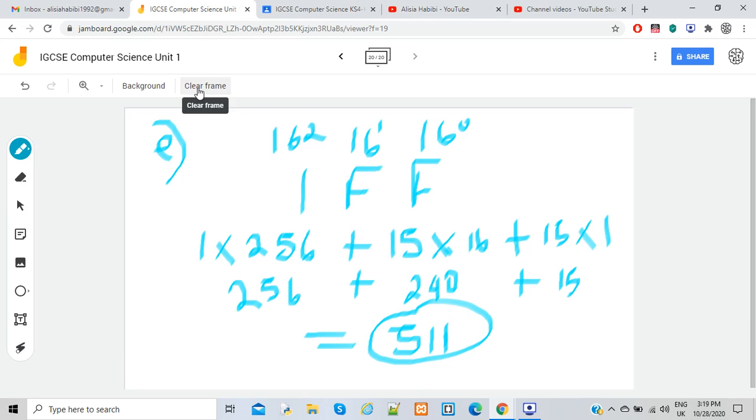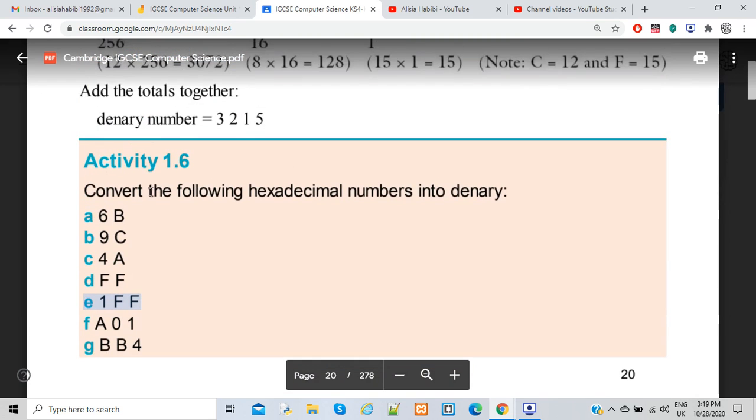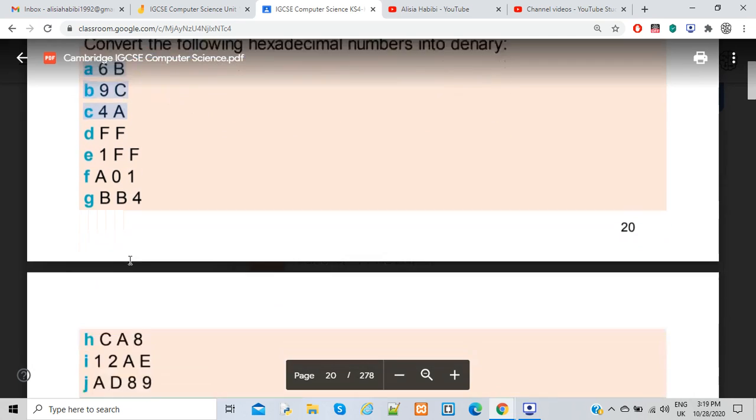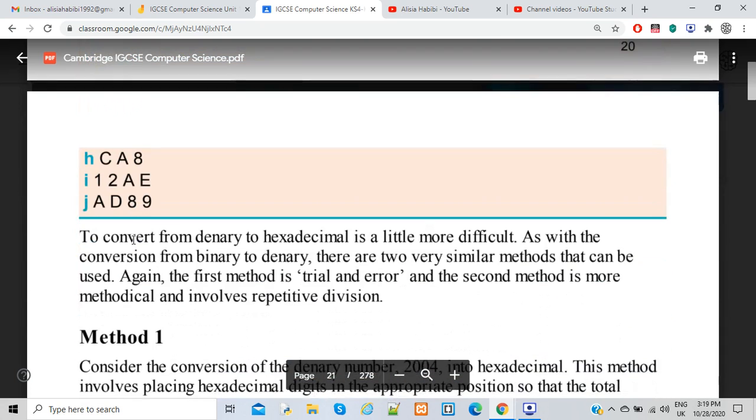So now, guys, we're going to be looking at the next activity. I would like you guys to practice doing, again, as I've mentioned, from D, because I've already done A, B, C as an example in E, so you can do D, F, G, H, I, J.